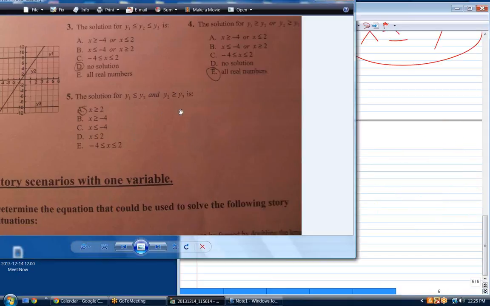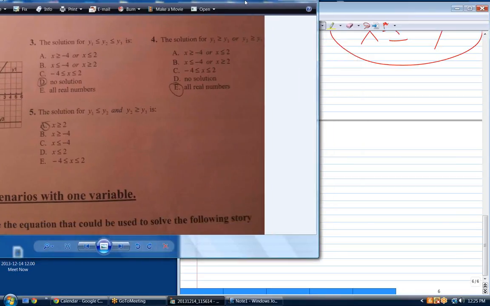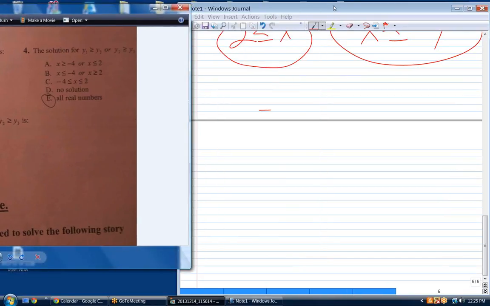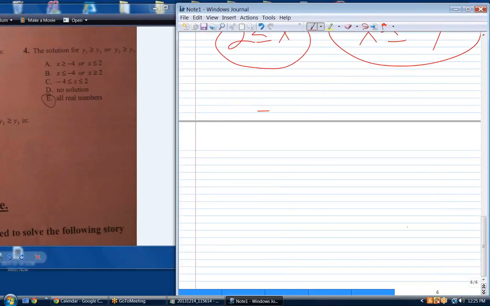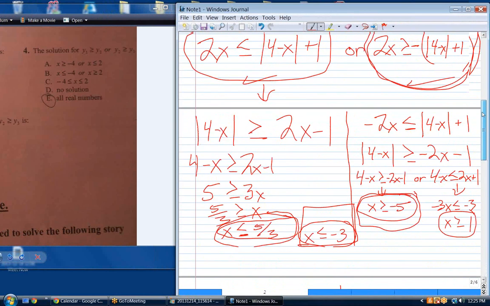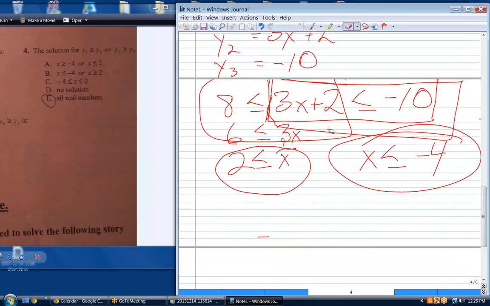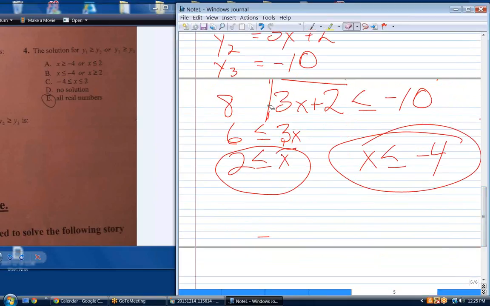Number 4 is the exact same thing as 1 and 2. It's the same exact problem, just flipped. Yeah. And look, 3 is no solution and 4 is all real numbers. In other words, I would just take that exact same inequality and I would flip the signs. So I would go to here and flip these two signs.